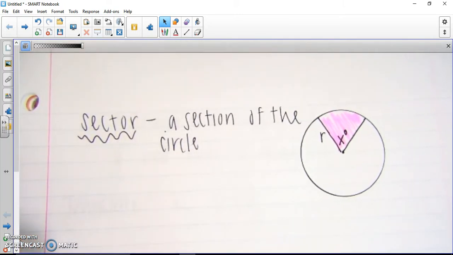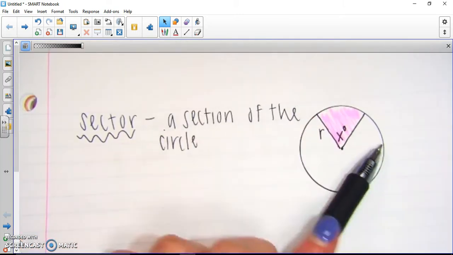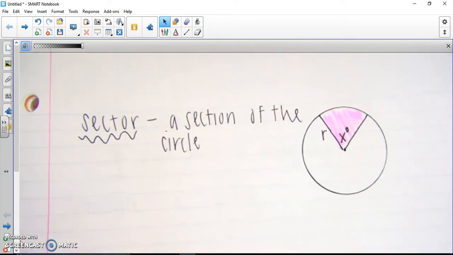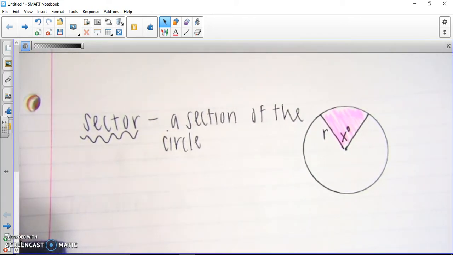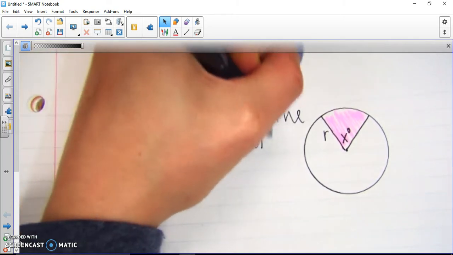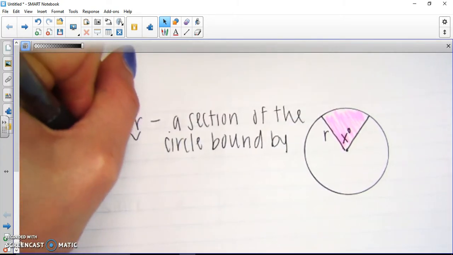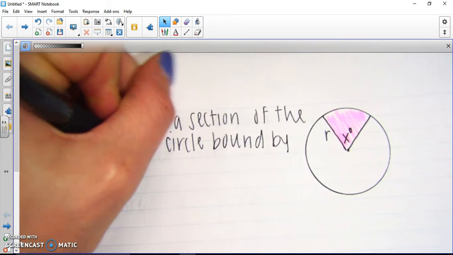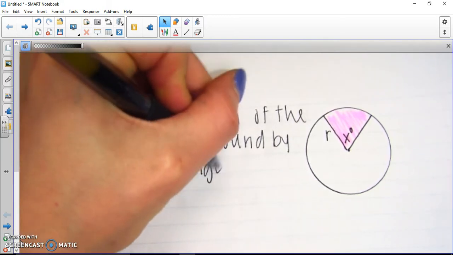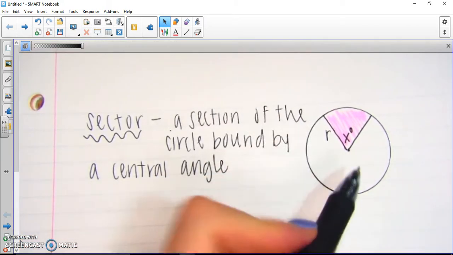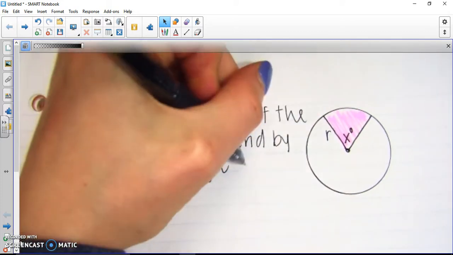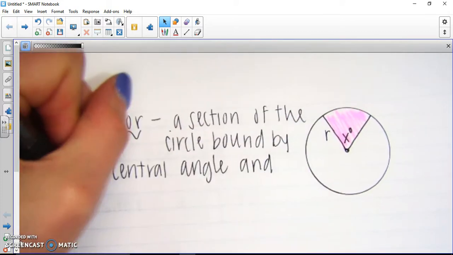and it's not just any section of the circle. It's not just a chunk cut out of it by any chord. It's a section of the circle bound by a central angle. So it's coming from that center point here, okay? It's bound by a central angle and its intercepted arc.